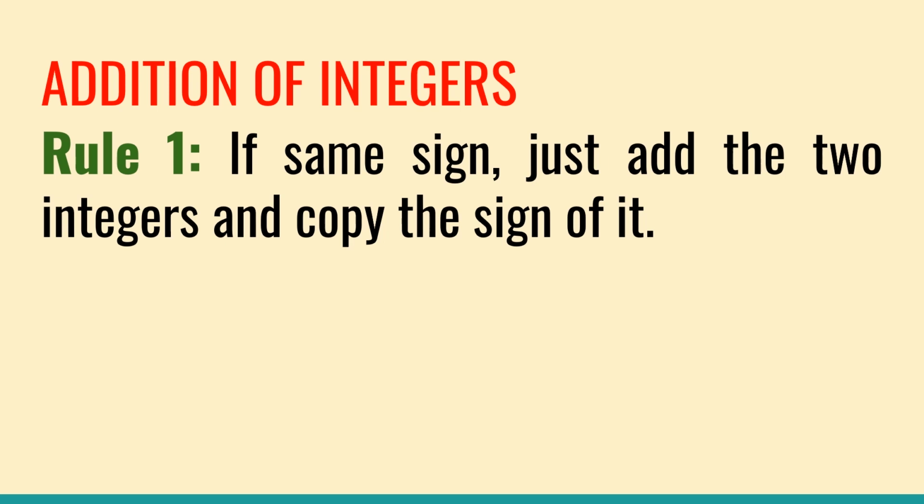Muli, kapag magkaparehas ng sign, pagsamahin natin o i-add ang mga ito at kokopyahin lang natin ang mga sign ng mga numbers na ito. Halimbawa, positive 3 plus positive 2 is equal to 5. Dahil parehong positive numbers ito, pagsasamahin lang natin ang mga ito at ang sagot ay 5 o positive 5. Positive ang sagot dahil positive naman ang numbers 3 at 2.